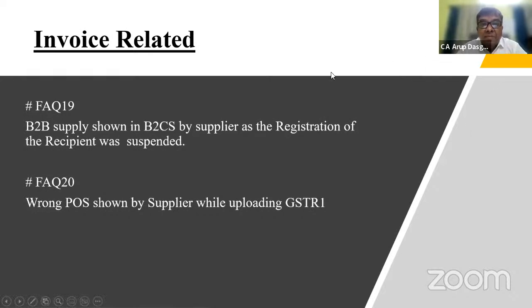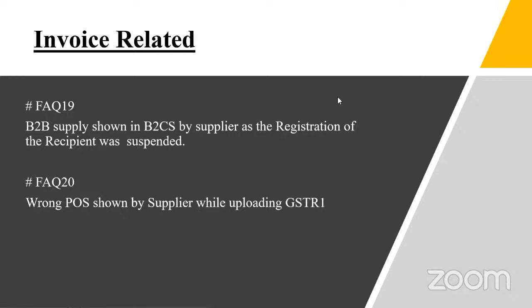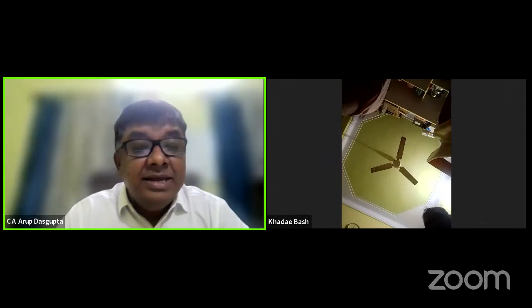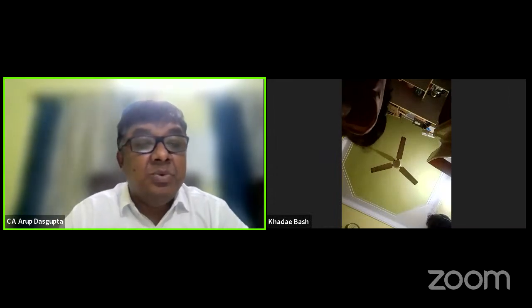Parimal ji has a question, I will take that first. Sir, what about the IGST of import? Yes, that is the same. IGST on import remains the same. उसमें कोई चेंज नहीं हुआ.